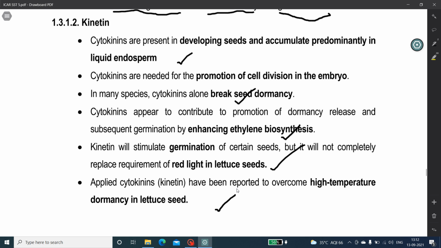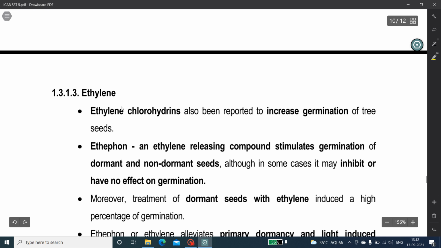In the case of Ziziphus mauritiana, 100 ppm of kinetin stimulated both the total germination and vigor of seeds, but the effect was generally lower than that of other compounds tested. The next one is ethylene chlorohydrin, which often mimics the effect of ethylene and has also been reported to increase the germination of tree seeds. Ethephon is an ethylene releasing compound that stimulates germination of dormant and non-dormant seeds, although in some cases it may inhibit or have no effect on germination.